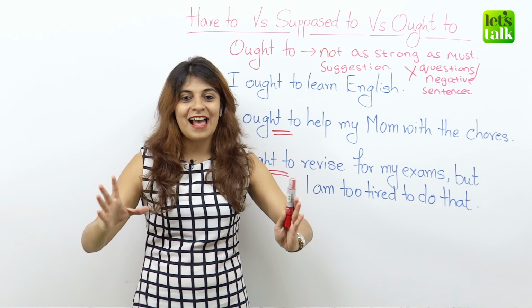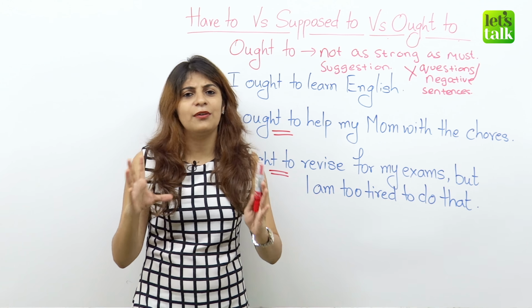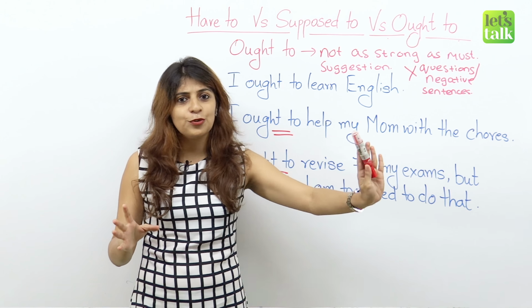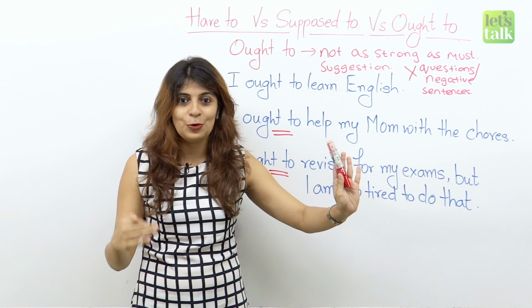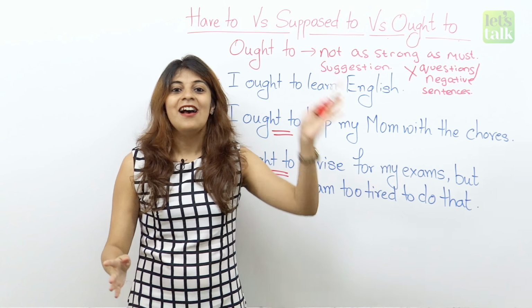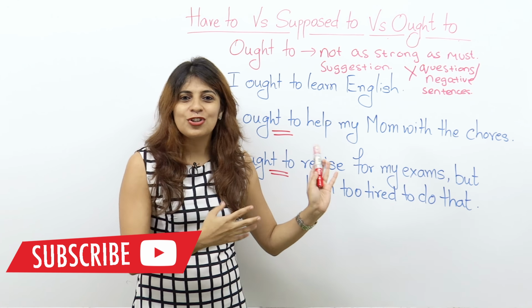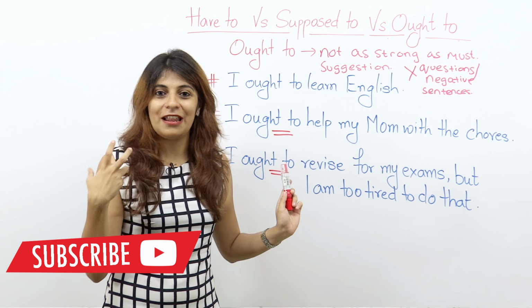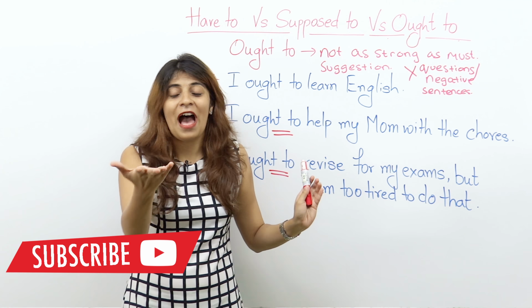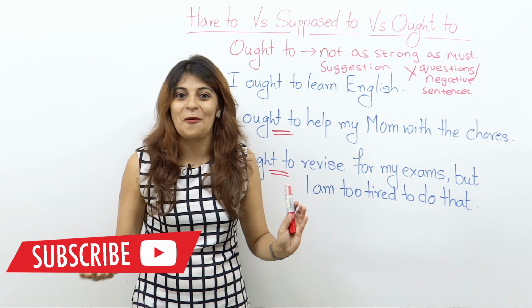So just understand that the difference is really very simple. Have to is a must thing to do. You have no choice. Supposed to is more like an obligation, whereas ought to is more like a suggestion or an advice, and you have your choice whether you want to do it or not.